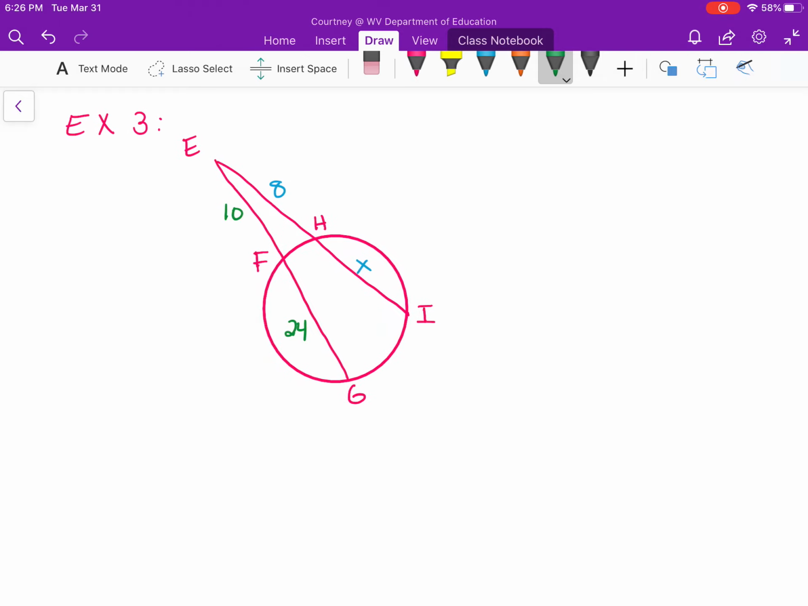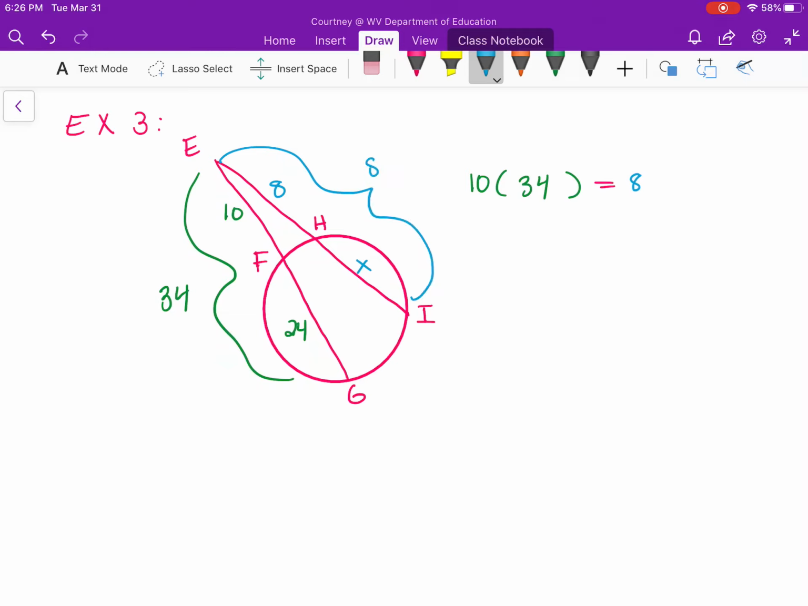So I'm going to start with green. Remember, we do the outside. Outside part is 10 times the whole thing. This whole thing would be 34. So 10 times 34 equals the outside 8 over the whole thing, 8 plus x. 8 plus x. Okay.